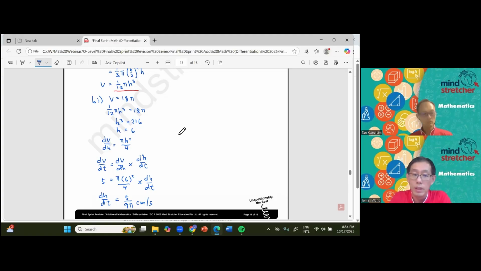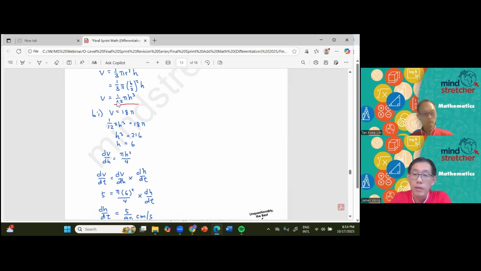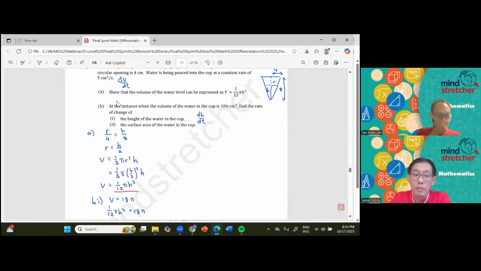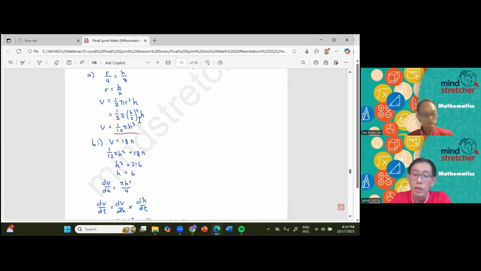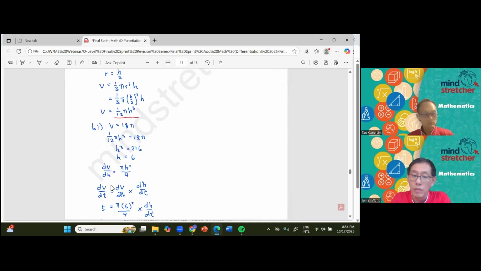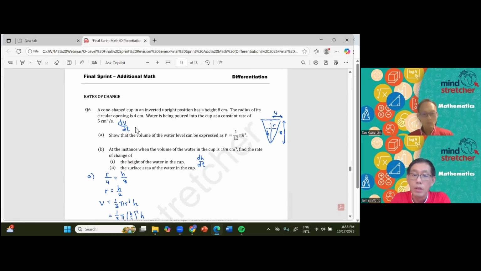As you work through the question, always be very mindful, based on the information they gave us, whether this information represents dV/dt or dH/dt. In this case, since it's volume, I know my dV/dt. Now I need to know my dV/dH when that corresponds to a height of 6, because my H equal to 6 comes from the volume being 18 pi. So I need to satisfy that.